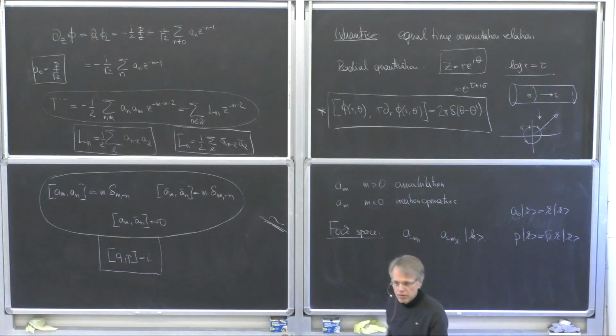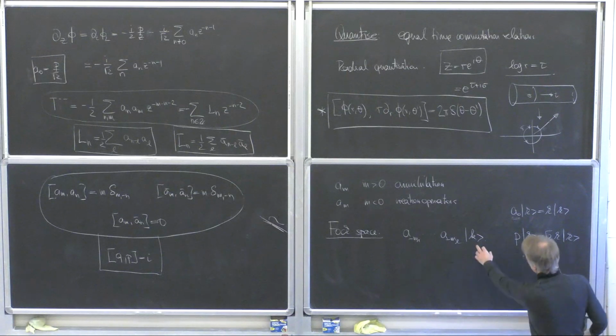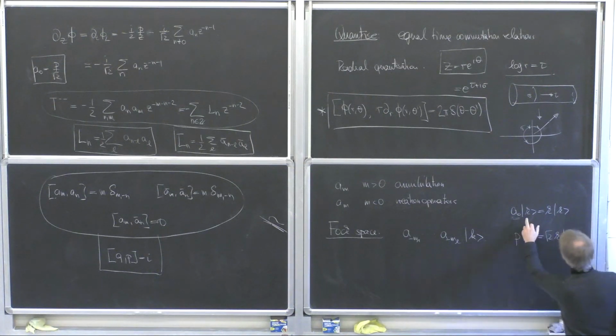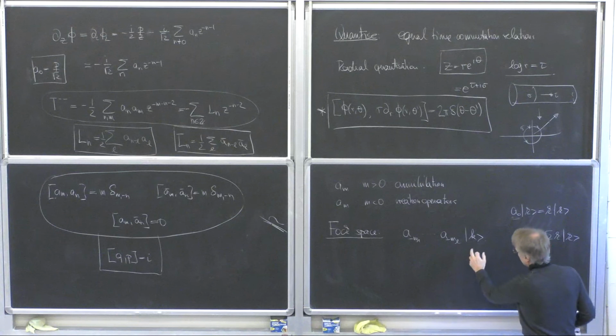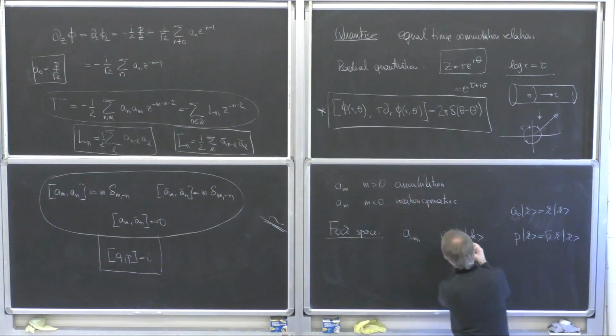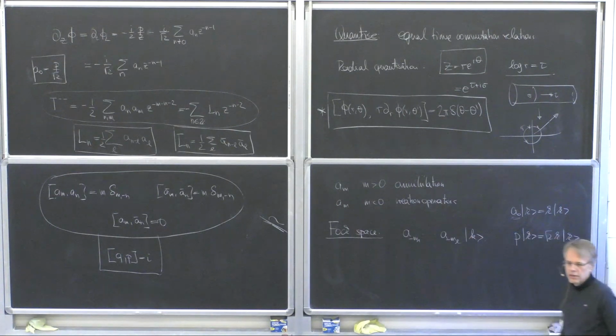A0 has eigenvectors. The eigenvectors of A0 are called |k>, and then an arbitrary combination of creation operators acts on it to produce the Fock space.